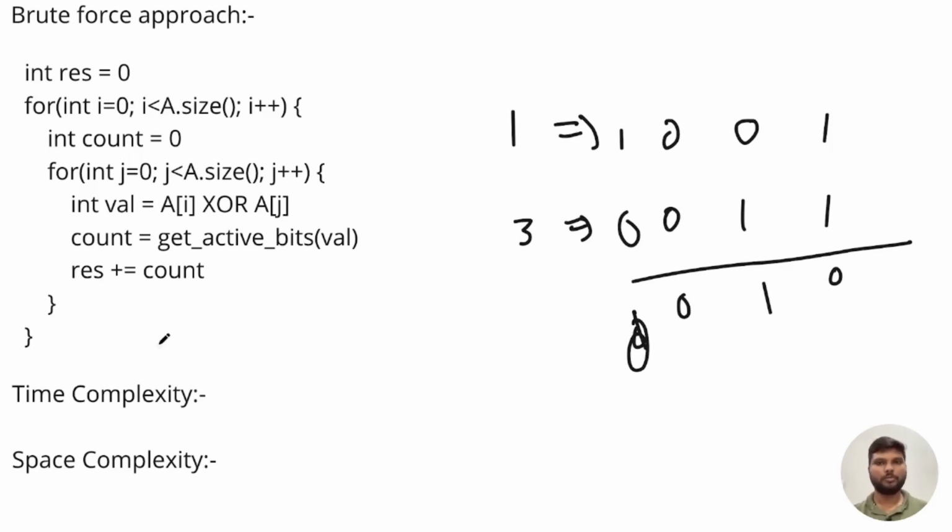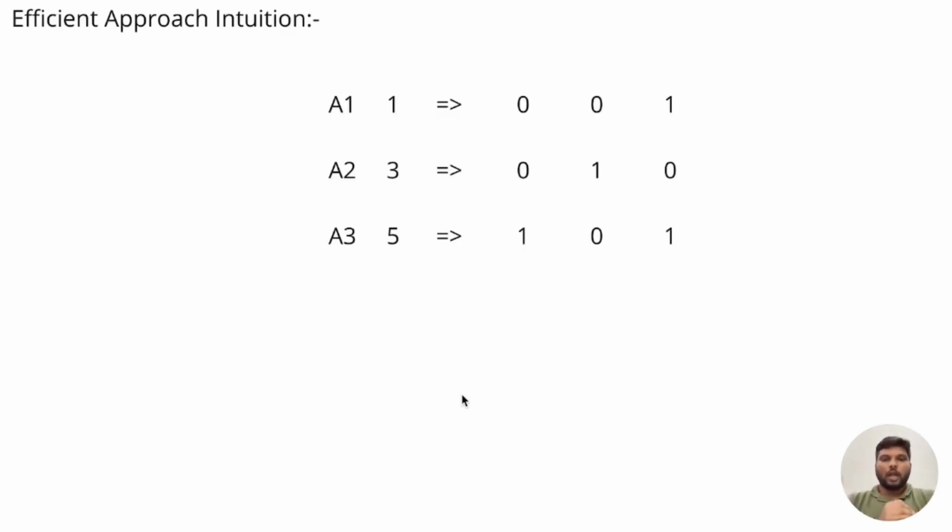Now what is the time complexity of this approach? Well, we are running 2 for loops over the array, so naturally the time complexity becomes O of n square. And as we are not using any extra space, the space complexity becomes O of 1. Hope you are clear with this brute force approach. Now let's look at an efficient approach for solving this problem.